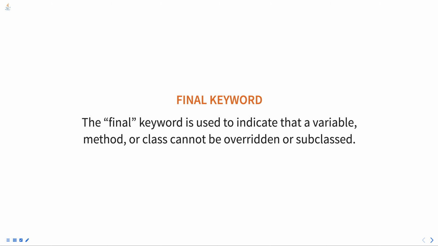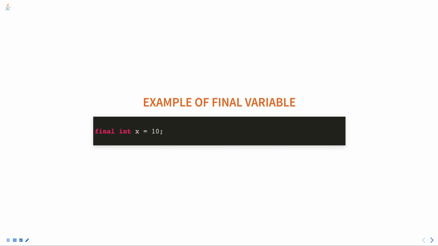In Java, the final keyword is used to indicate that a variable, method or class cannot be overridden or subclassed. Here are some examples of how the final keyword is used in Java.